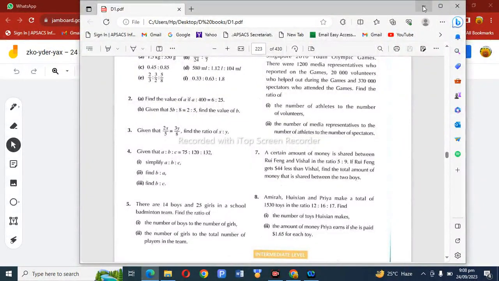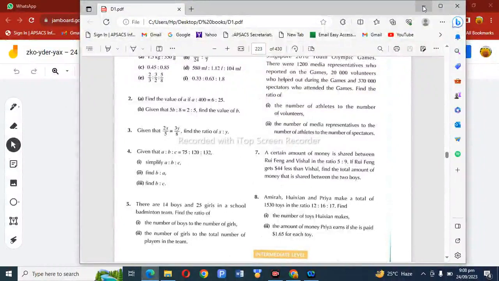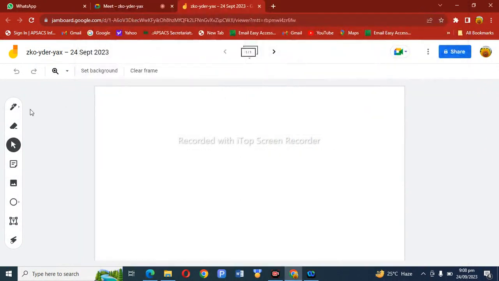First, write down the ratios in the form of fractions. You know that you can write down the ratios in the form of a fraction. So let me write down the question: A ratio 400, 6 ratio 25.